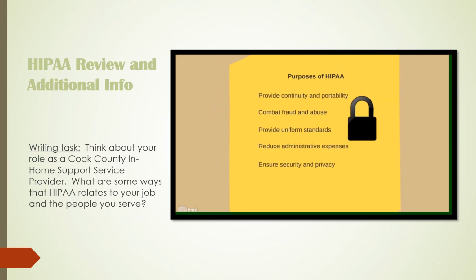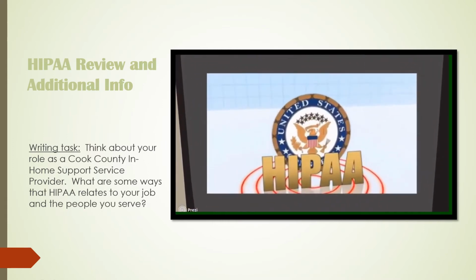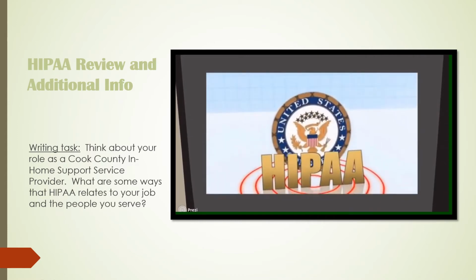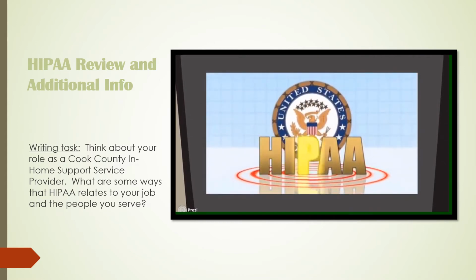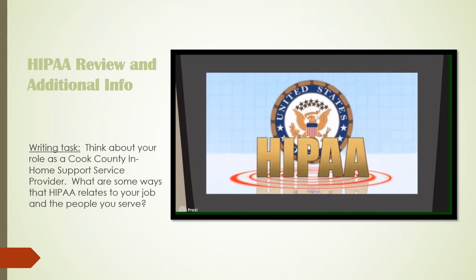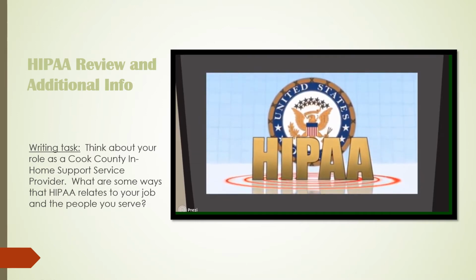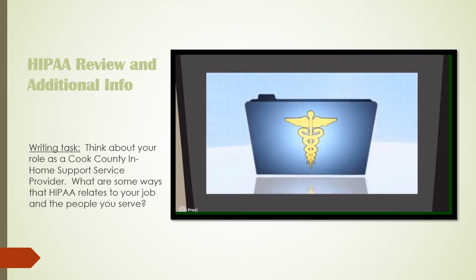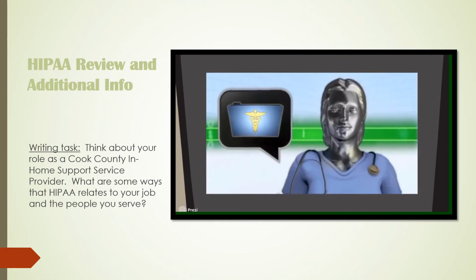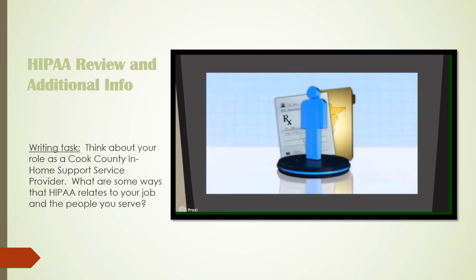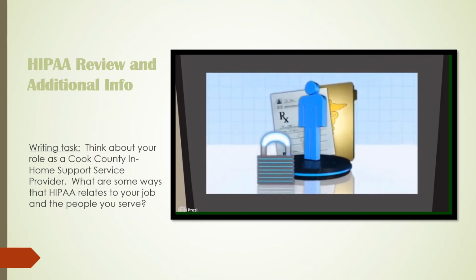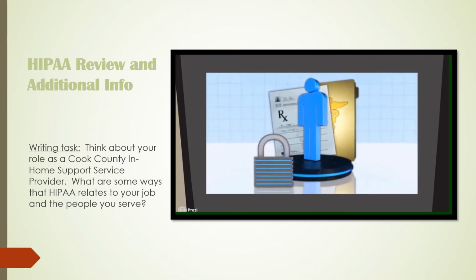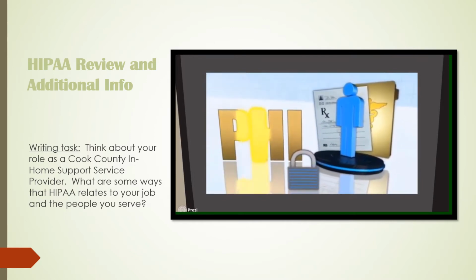Now we will take a look at a quick overview of HIPAA. In 1996, the U.S. Congress enacted HIPAA, or the Health Insurance Portability and Accountability Act. This act governs the use, transfer, and disclosure of health-related information. One of the requirements of HIPAA is the protection of protected health information, known as PHI.